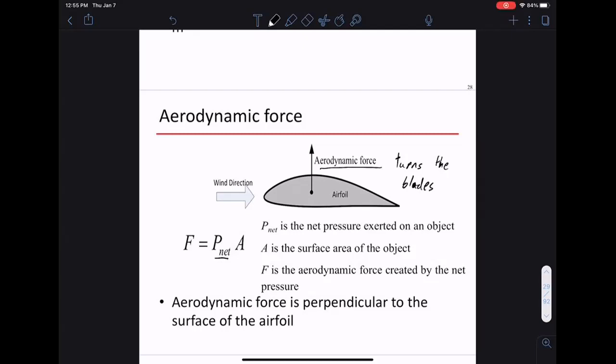For us, this is the only motion we care about. Our airfoil is not going to move in and out of the plane. All it's going to do is turn, so we only care about the force that's perpendicular to the surface of the airfoil. The others do not generate power for us. Any questions about this?